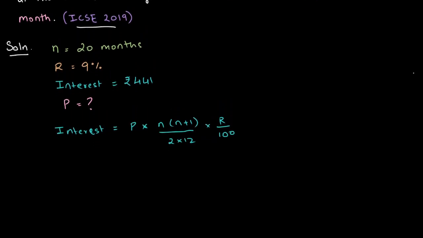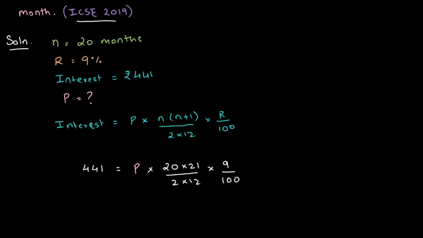Right. So let's continue by substituting all the known values now. Let's see, what all do we know? We know the interest is 441, so 441 is equal to P, which is the unknown here, so let's leave it as it is, into n, which we know is 20 months, n plus 1 will become 21, divided by 2 into 12 into R upon 100. So R we know is 9%, so 9 upon 100. Right. So this is our equation with one unknown P.